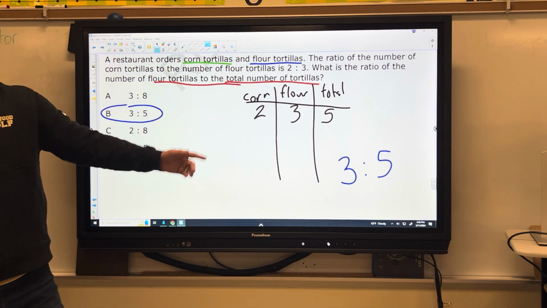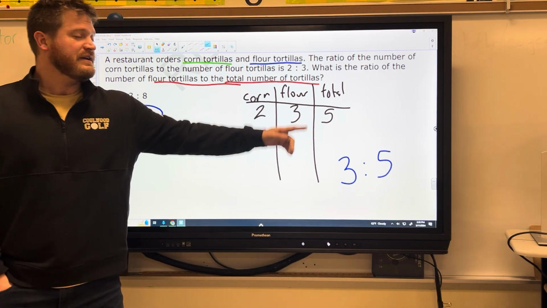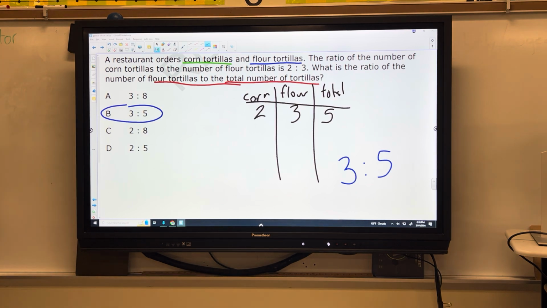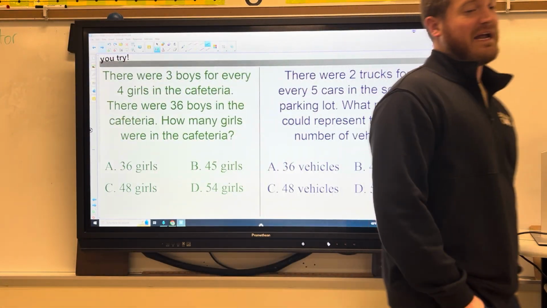From this, we can also make the ratio of corn to total. Corn to total would be 2 to 5. Just use the other number that's given to us. All right, so that's how you differentiate between part to part and part to whole. Go ahead and pause the video and try these two on your own.